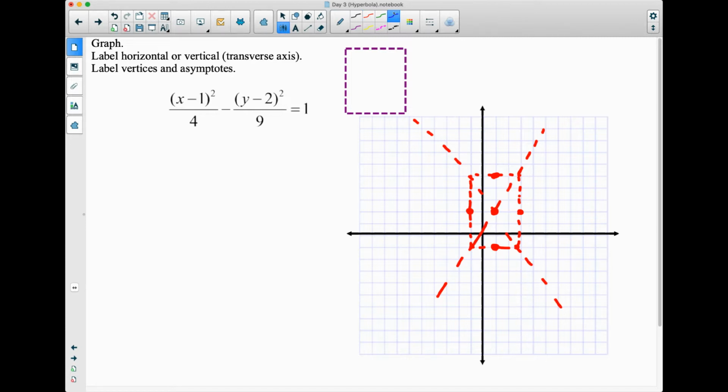So we said this was horizontal, so we're just going to use the vertices off to the left and to the right and draw our graph. Carter, what is yours?